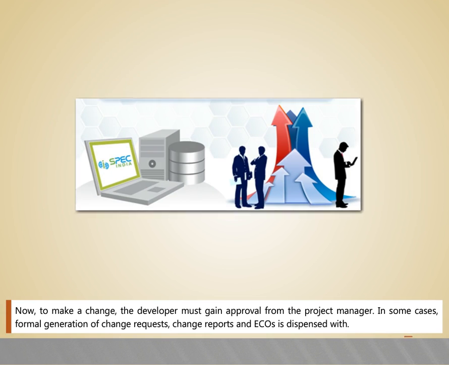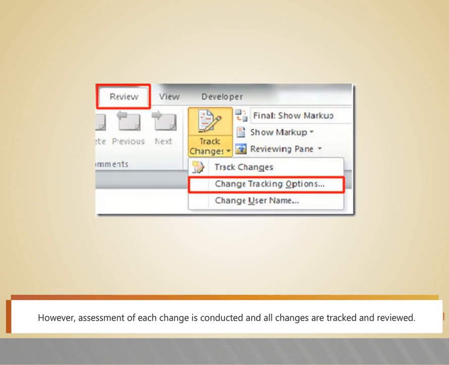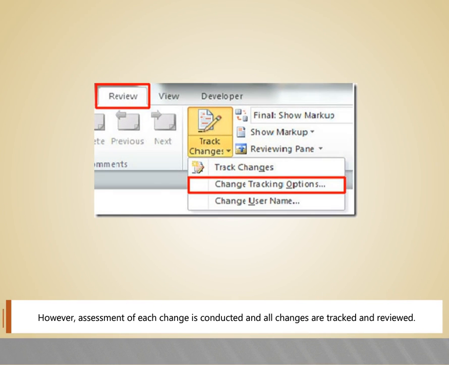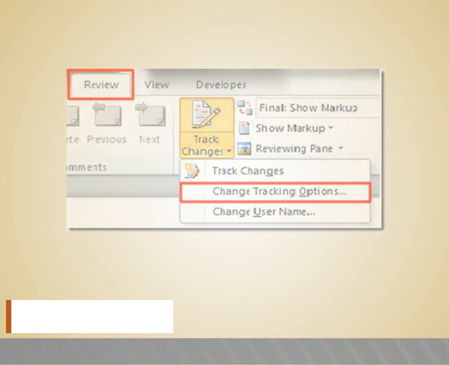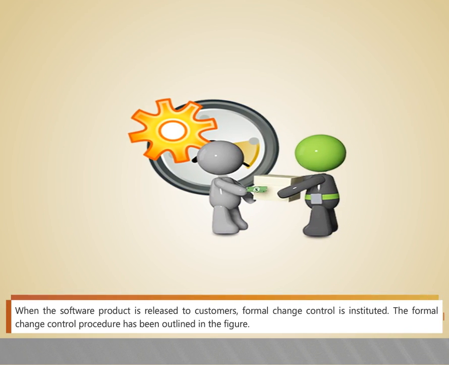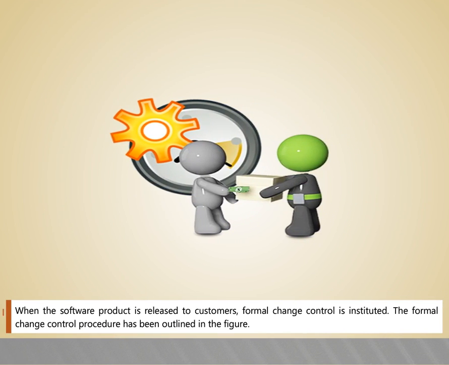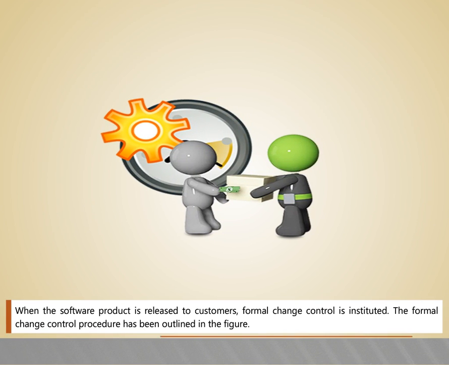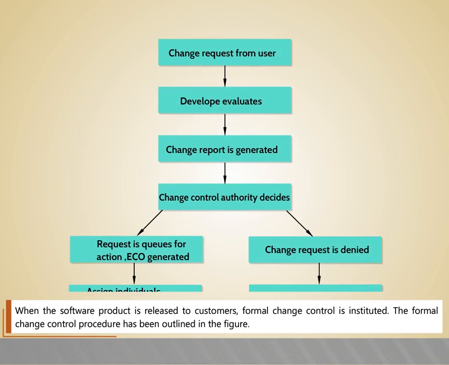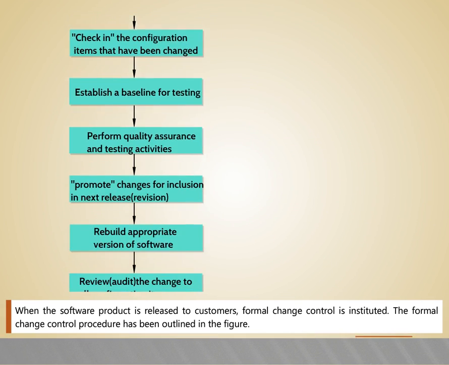Now, to make a change, the developer must gain approval from the project manager. In some cases, the formal generation of change requests, change reports, and ECOs is dispensed with. However, assessment of each change is conducted and all changes are tracked and reviewed. When the software product is released to customers, formal change control is instituted. The formal change control procedure has been outlined in the figure.